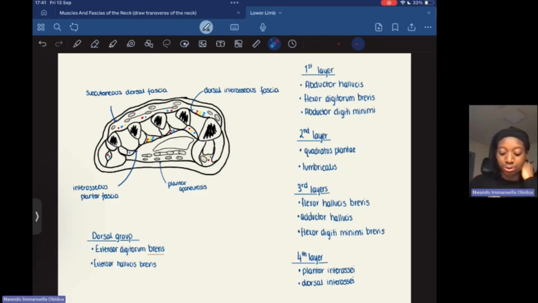them in layers. So for your first layer, you have your adductor hallucis longus, flexor digitorum brevis, abductor digiti minimi. And in your second layer, quadratus plantae, lumbricals. In your third layer, flexor hallucis brevis, adductor hallucis, flexor digiti minimi. It's not written here, but you also have your opponens digiti minimi. And then in your fourth layer, you have your interossei muscles.